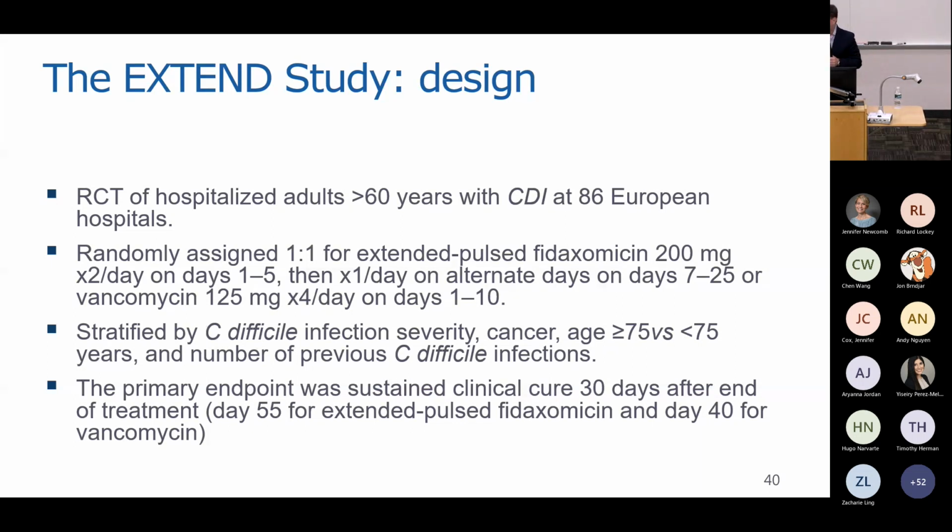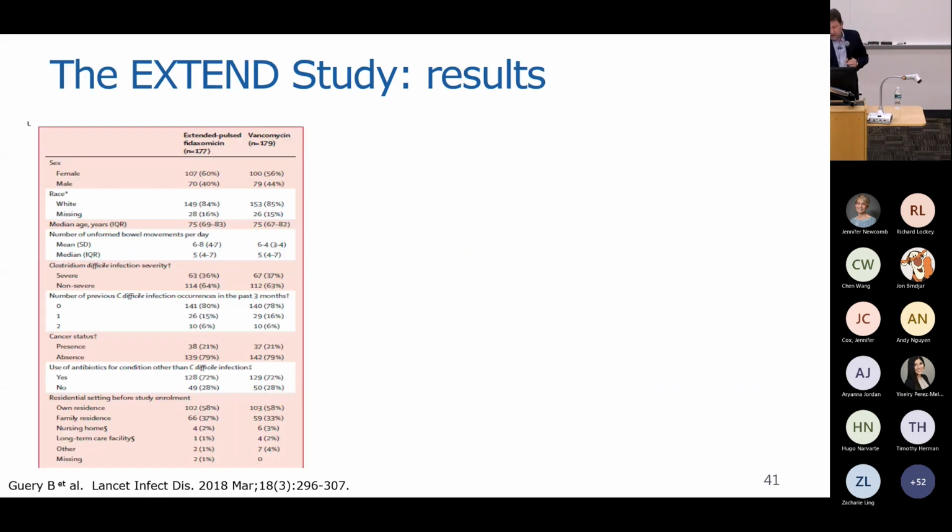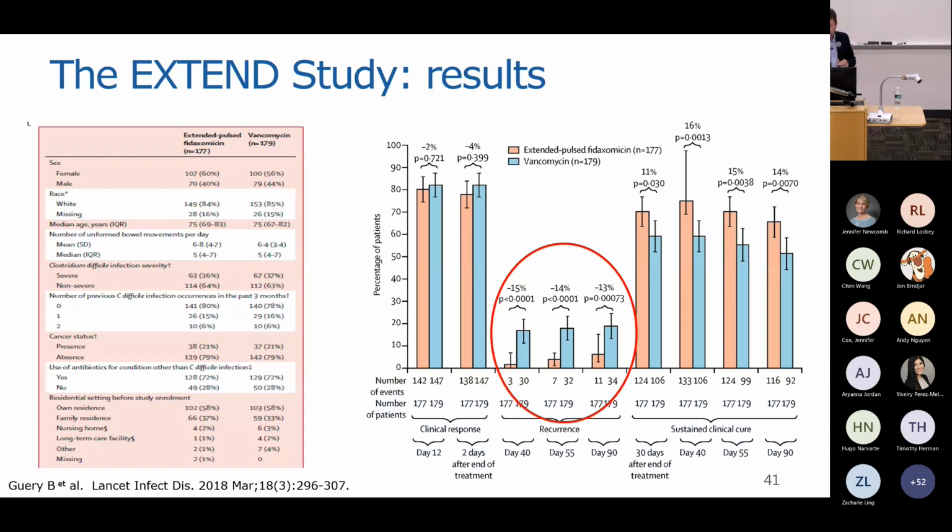Because it doesn't interfere with the restoration of the gut flora, and I already showed you that it takes more than 10 days to restore the gut flora, you're going to bridge people better into normal flora. And the result of the EXTEND study, without getting into details, is that the recurrence rate was much, much, much lower. It was just a few percent.